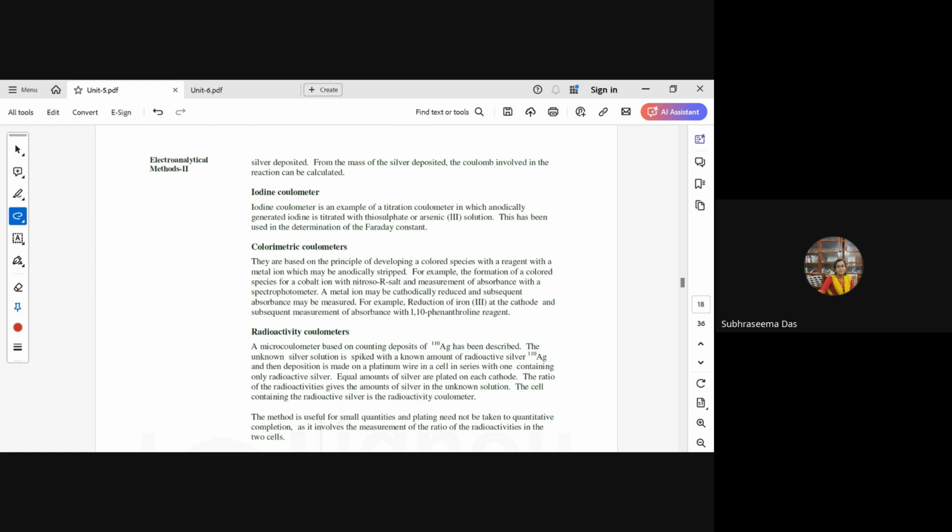anodically generated iodine is titrated with thiosulfate or arsenic solution. This has been mostly used in the determination of the Faraday constant.